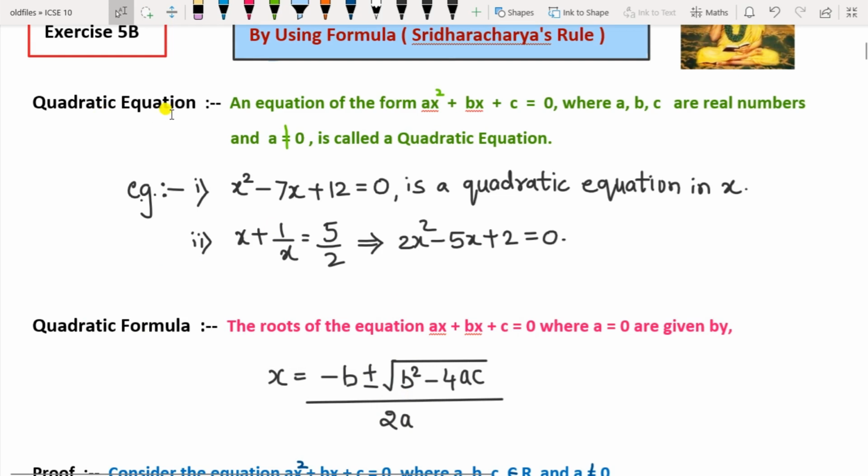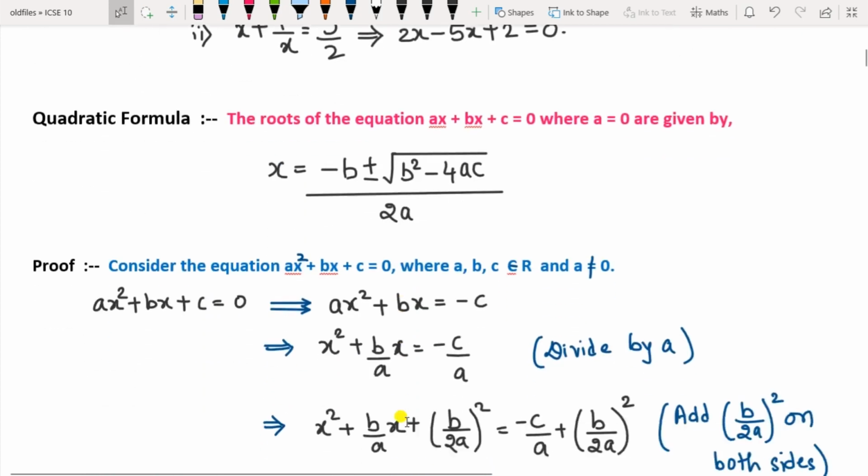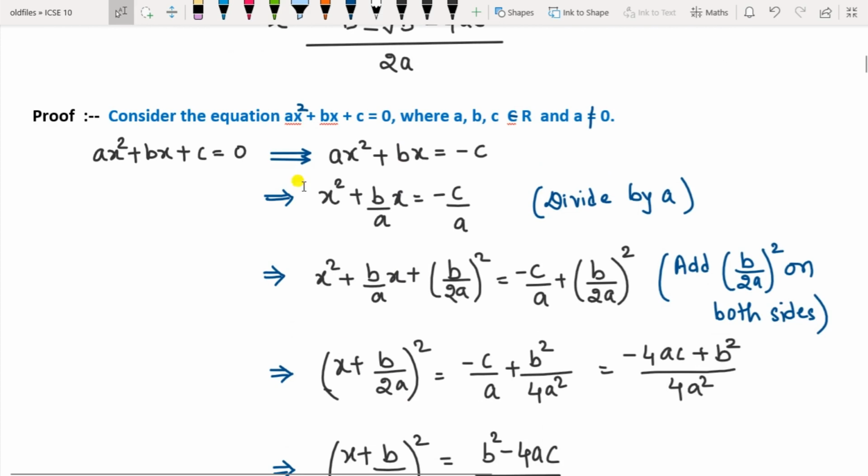So you know the quadratic equation is ax square plus bx plus c equal to 0. This is the general form of a quadratic equation. Now here you have to find the roots of the quadratic equation, so you can find them by using this formula. Now there is a proof of how he has given this formula.